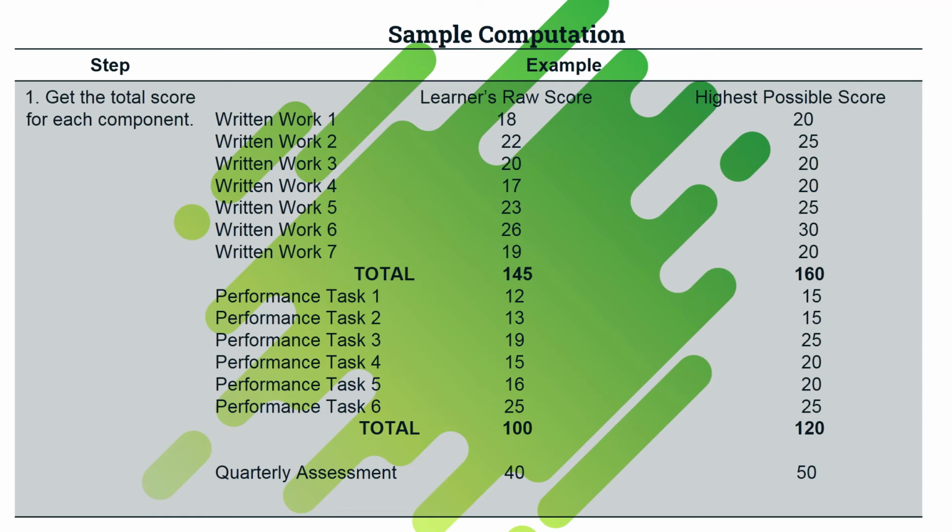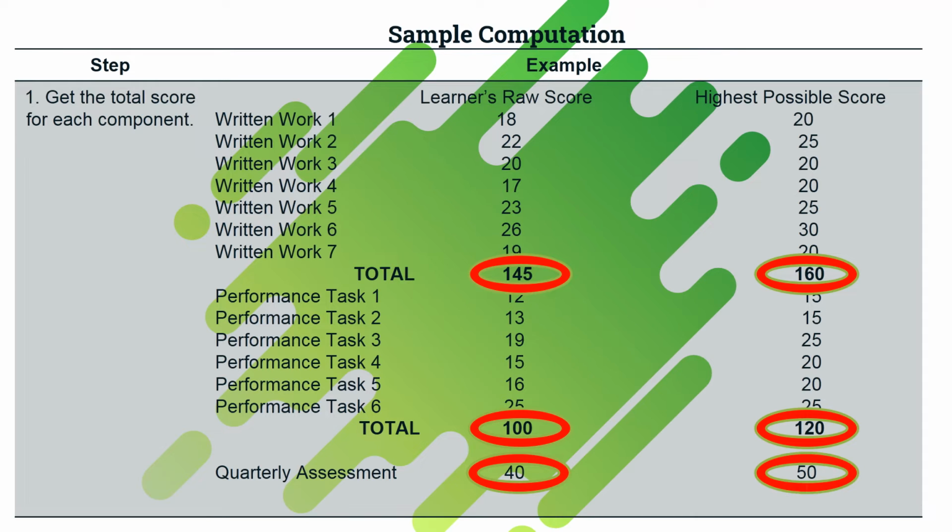Let's have a sample computation. Suppose we have these data. The first column is the step in computing the quarterly grade. In these data, we have 7 written works, with the corresponding raw scores and highest possible scores, in which the total of all the raw scores is 145 and the total of all the highest possible scores is 160. For the PT, we have 6 tasks, and the total raw score is 100, the HPS is 120. For the QA, 40 is the raw score and 50 is the highest possible score.